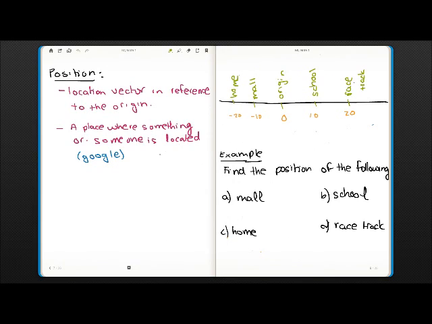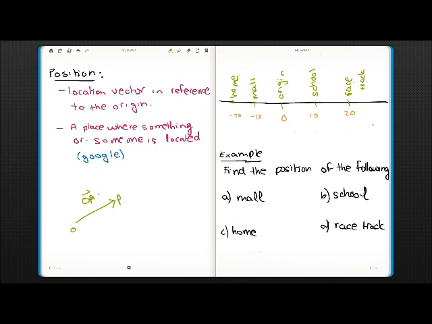Based on Google definition, a position is a place where something or someone is located. And a position is a location vector, and it is in reference to the origin. So basically, the way position is taken is that the tail of the vector is on the origin and the head is where something is located. So it'll be something like this. This is the origin, O, and the head will be at the location point, say P. So the position vector would be OP.